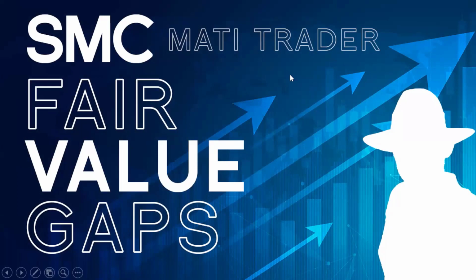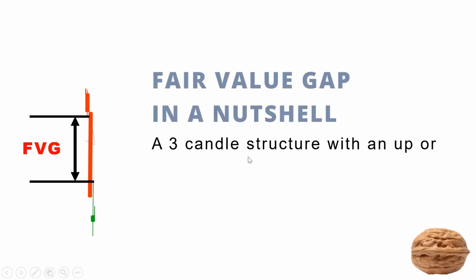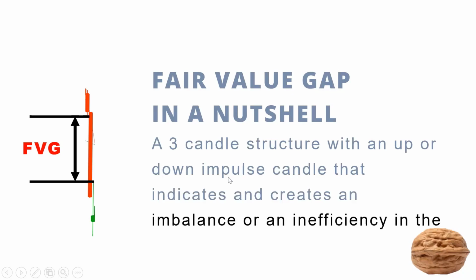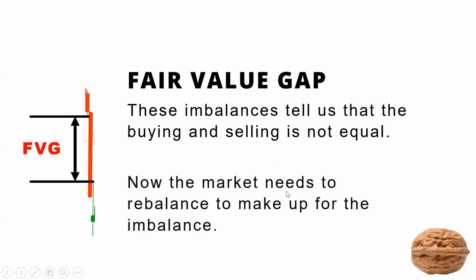The next concept is fair value gaps, the next important concept. A fair value gap is a 3-candle structure with an up or down impulse candle that creates an imbalance or an inefficiency in the market. These imbalances tell us that the buying and selling is not equal. Now, the market needs to rebalance to make up for the imbalance.